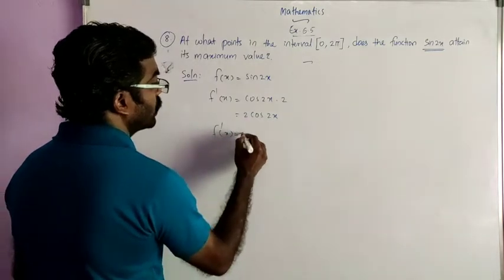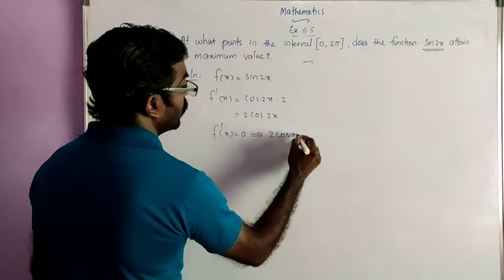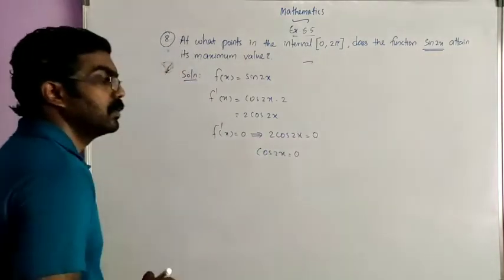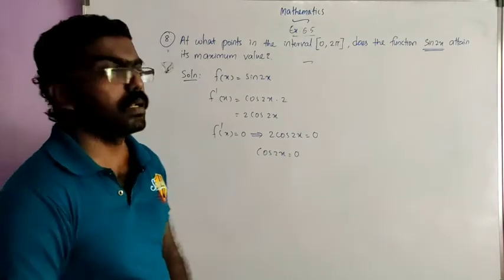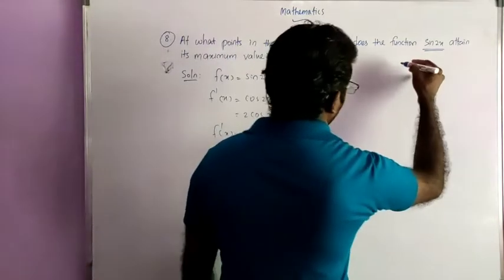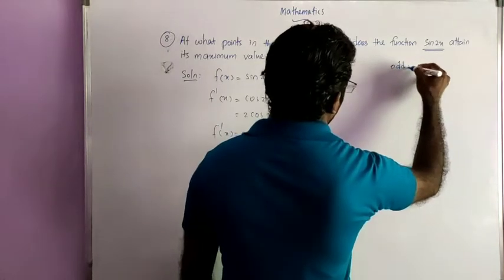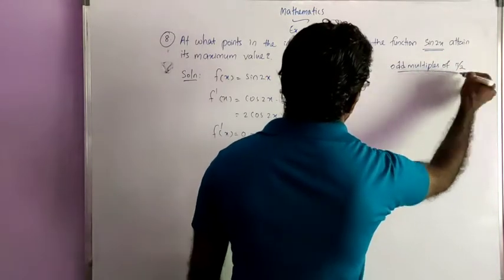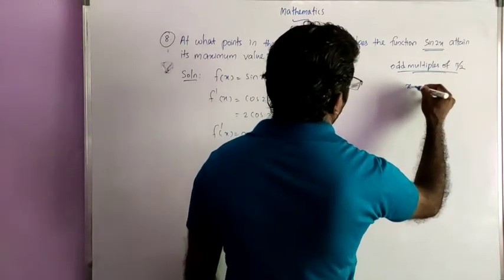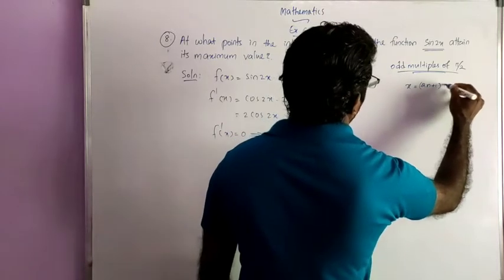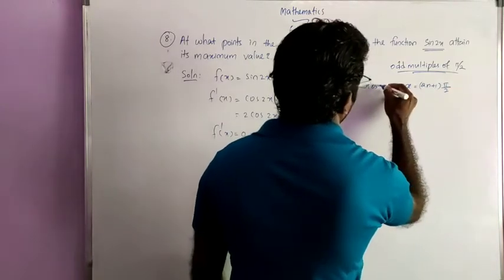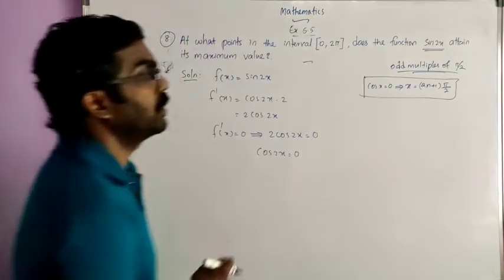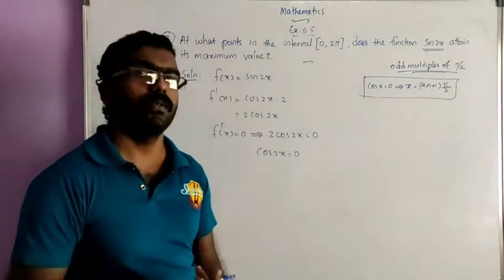Now f dash of x equal to 0 implies 2 cos 2x is equal to 0, or cos 2x is equal to 0. As we know, cos x equal to 0 for all odd multiples of pi by 2. Okay, odd multiples of pi by 2. Or we can say x equal to 2n plus 1 into pi by 2. Cos x is equal to 0 implies x equal to what?